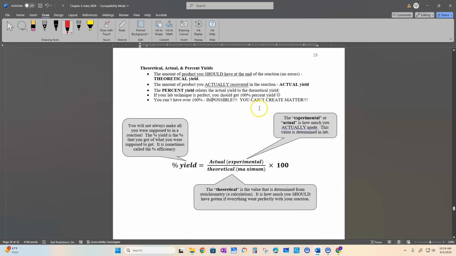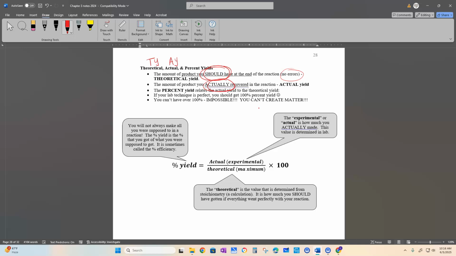We will practice more particle diagrams in class. The last topic: theoretical, actual, and percent yield. We've already talked a little bit about theoretical yield, and you can abbreviate it TY. Then actual, and then percent yield. Theoretically, with no errors in the lab, that's what you should produce at the end of the experiment. But what you actually produce is called, obviously, your actual yield.